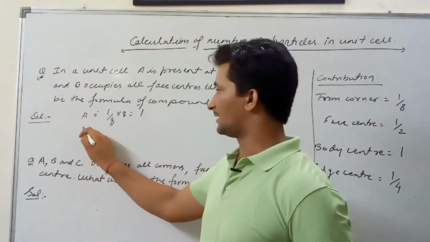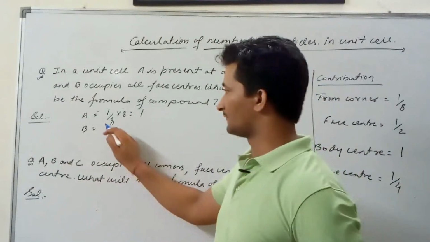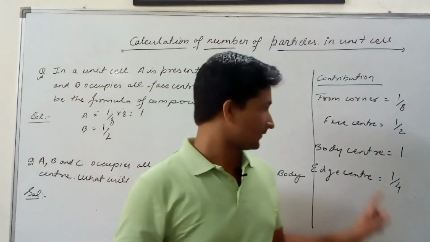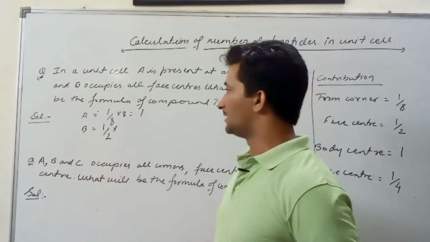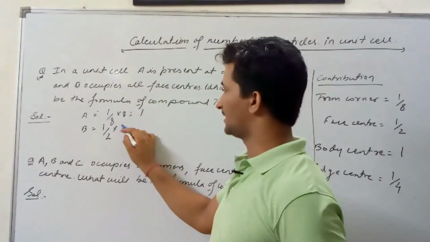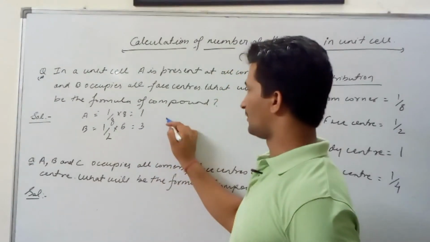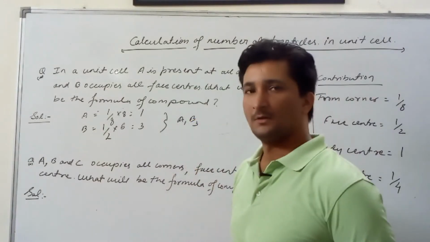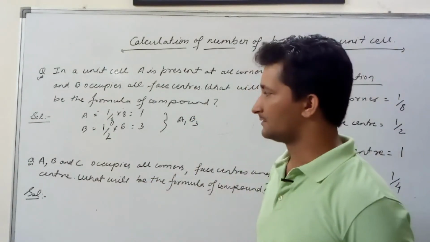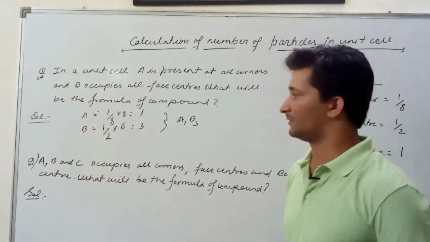Okay. Similarly, B occupies all face centers. So contribution from face center is 1 by 2 and there are 6 face centers, so multiply by 6 and the answer becomes 3. So the formula of the compound is A1B3.